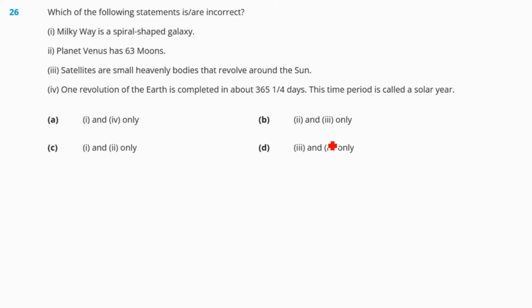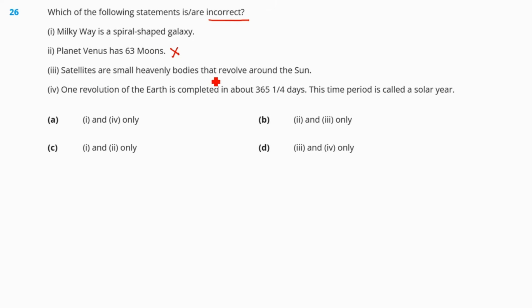Question number 26. Which of the following statements is or are incorrect? Milky Way is a spiral-shaped galaxy. Oh, it is asking for the incorrect. Okay. So the first one is correct because Milky Way is a spiral-shaped galaxy. Option 2 is telling planet Venus has 63 moons. This is wrong. Why? Because planet Venus has no moons. So this is a wrong statement.